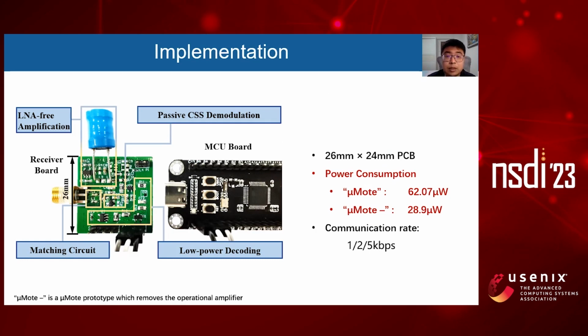We prototype μMote with commercial off-the-shelf components on a 2.4 cm by 2.6 cm PCB. The prototypes of μMote have two versions, namely μMote and μMote minus. μMote minus is a μMote prototype which removes the operational amplifier to save power. The prototypes can work at 1, 2, and 5 kbps.